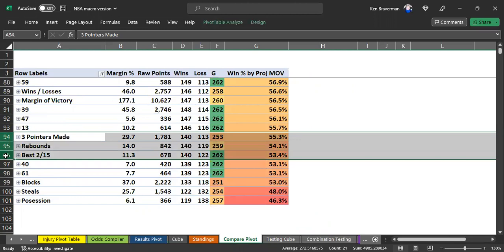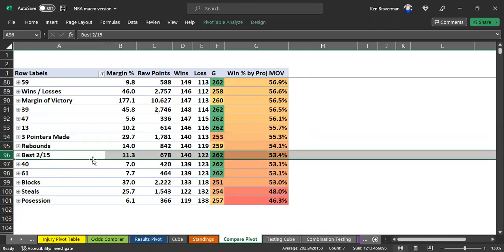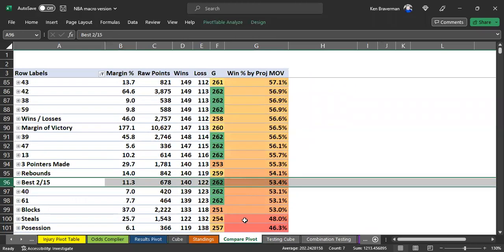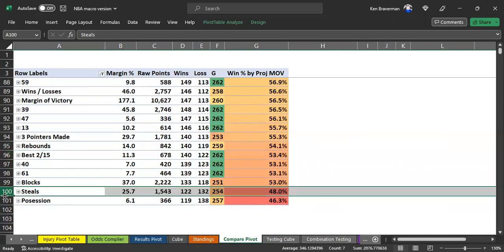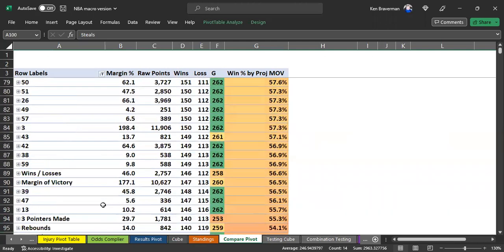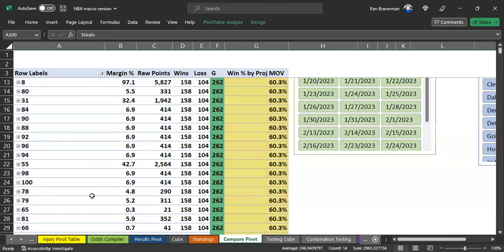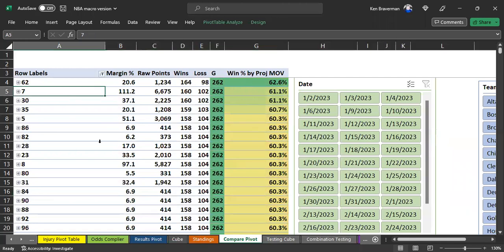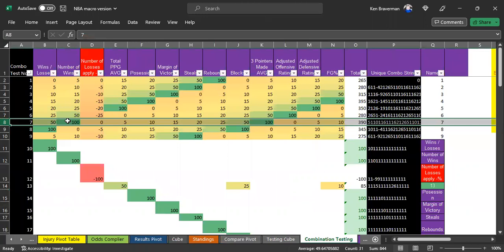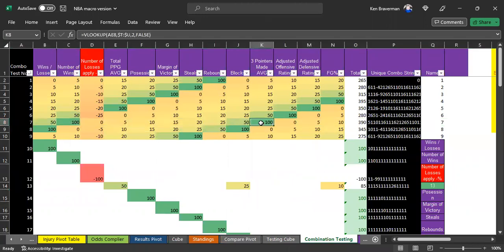So, wow, it sucks that the best of 215, that one with the two variables, is all the way down here. It still wins 53% of its games. That's kind of funny. But these actually don't even win half their games, just steals and possession. So fascinating, right? So what else was a good one? Number 7. What's number 7? Number 7 has a lot in number of wins and a lot in 3-pointers made and little in a lot of other places, but a lot of blocks, reasonable amount of rebounds and steals.